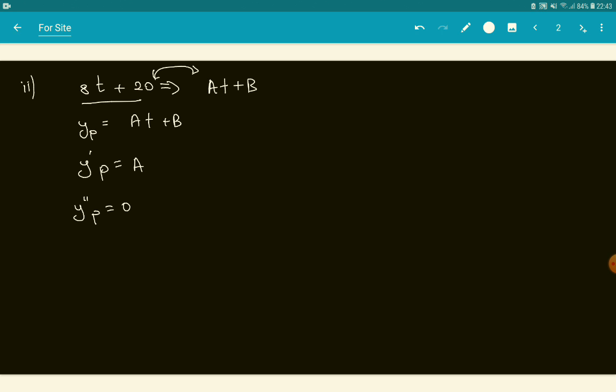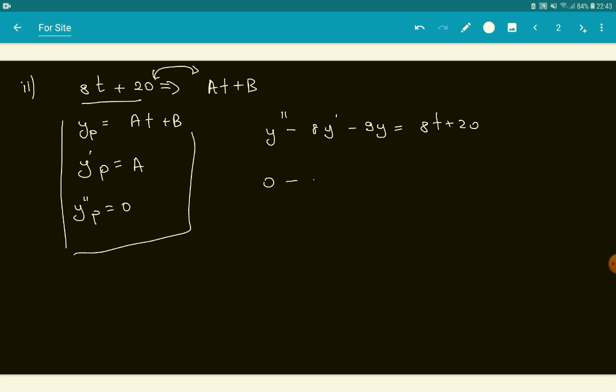So I just put these into our original equation. Our original equation was y double prime minus 8y prime minus 9y is equal to 8t plus 20. I just write it again. So y double prime is 0, minus 8 y prime is A, minus 9 At plus B. I hope that this is not fast, because you just can see that part. Even in YouTube, if it is too fast, you can just make it a bit slower. So it is equal to 8t plus 20.